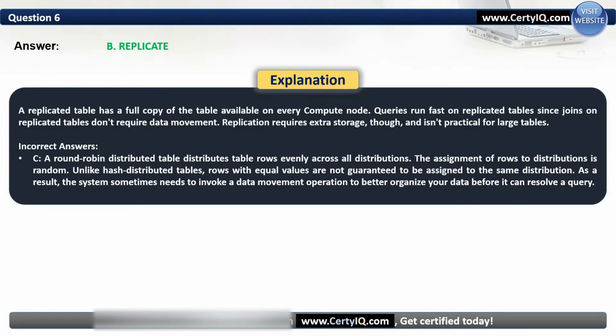A replicated table has a full copy of the table available on every compute node. Queries run fast on replicated tables since joins on replicated tables don't require data movement. Replication requires extra storage, though, and isn't practical for large tables.